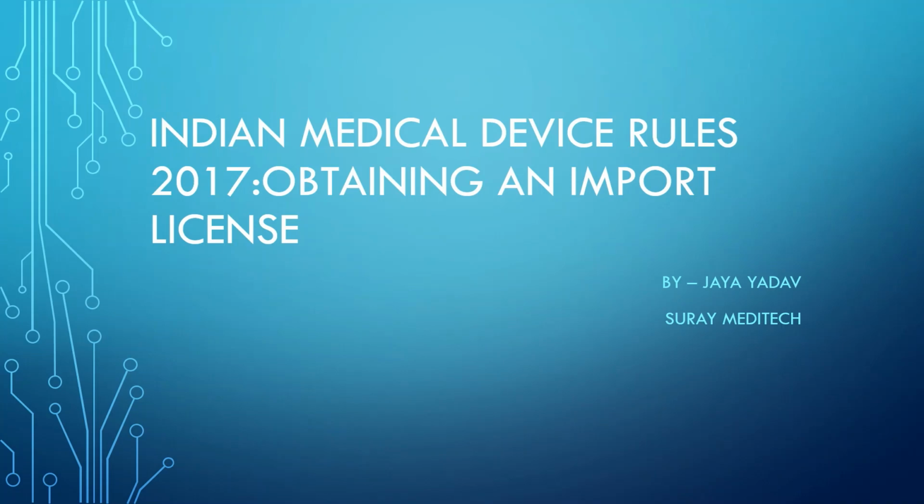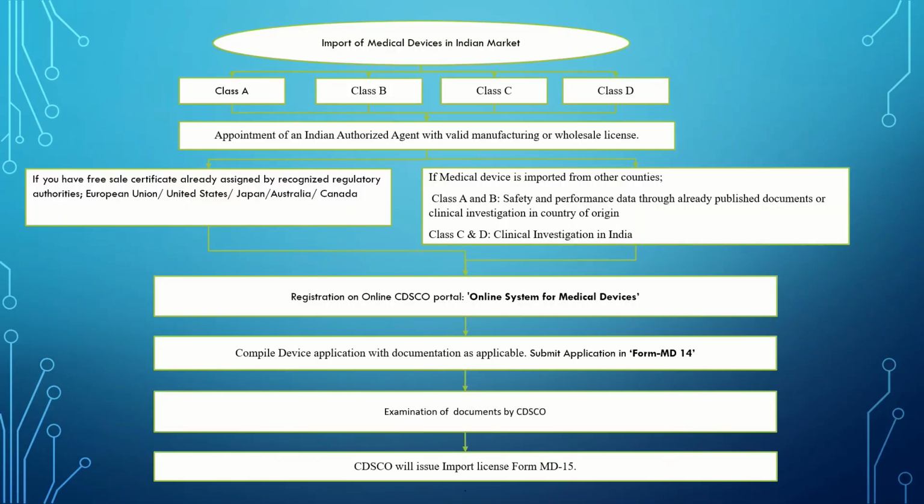I'm Jaya Yadav and in this video I will be discussing the procedure for obtaining an import license as per Indian MDR 2017. This procedure will be applicable for all medical devices which are notified under CDSCO. So first of all, you have to classify your medical device. As I've discussed in my previous video, the medical devices will be classified as class A, B, C or D. I'll provide a link of this video in the comment section for your further reference on classification.